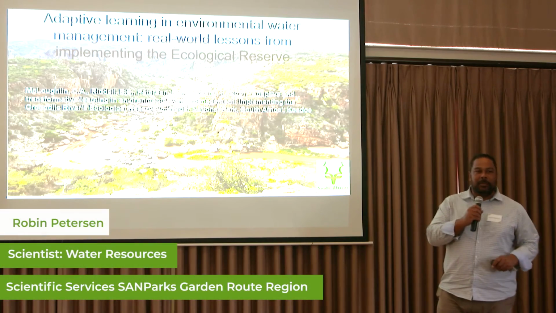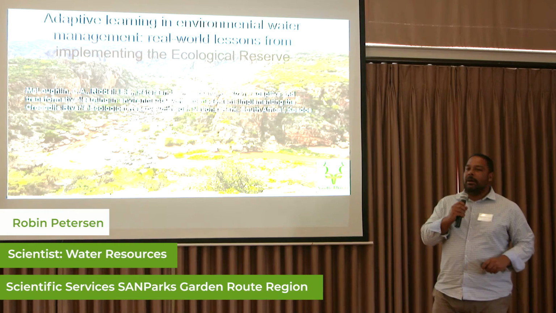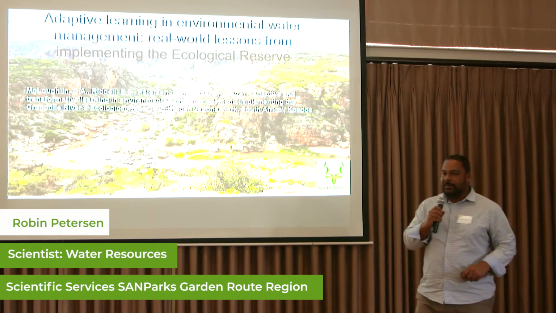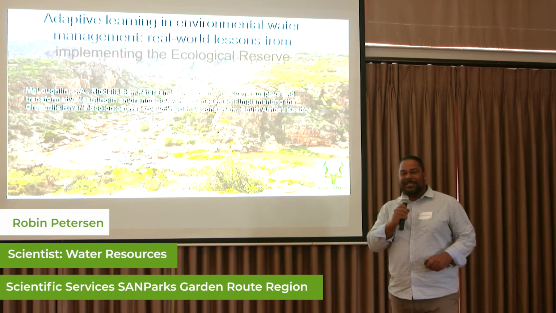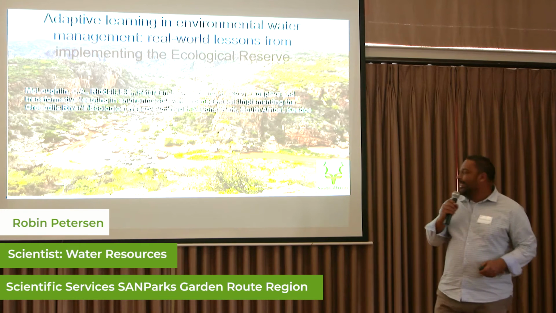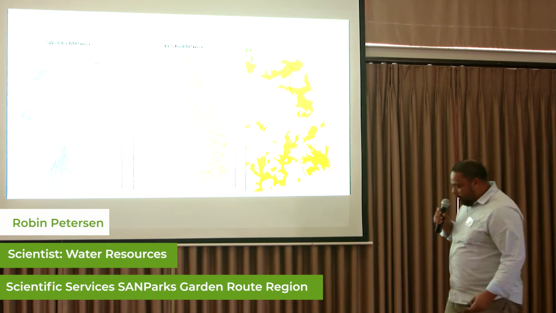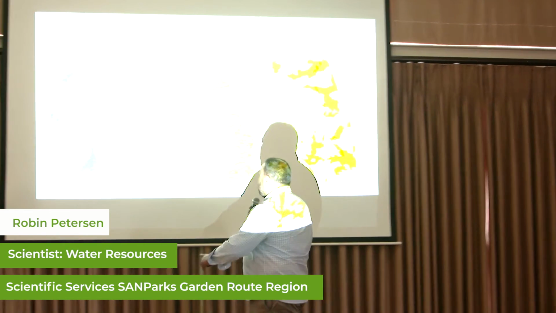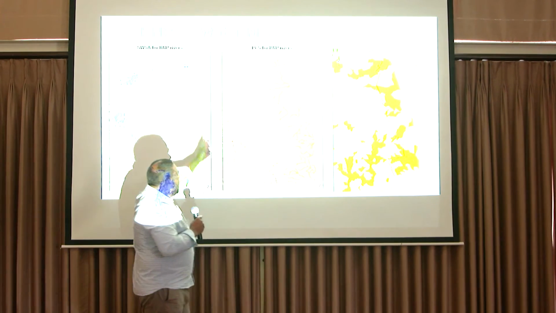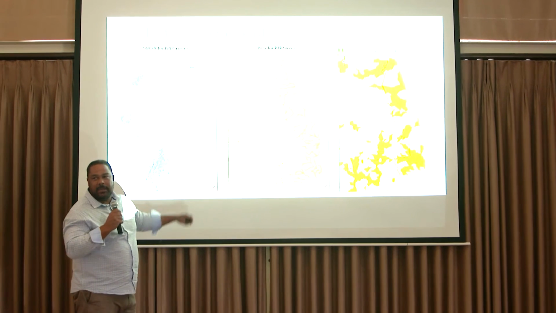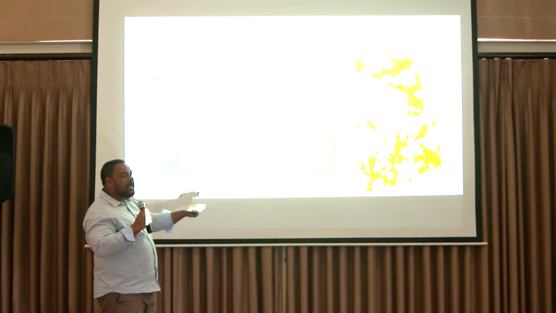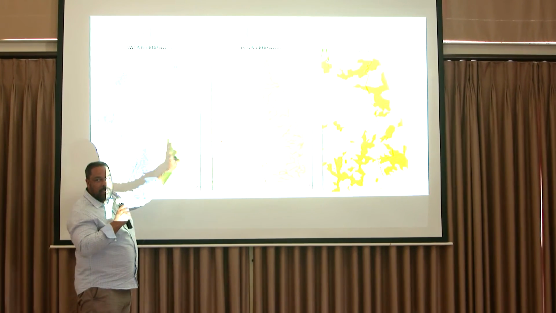I'm going to run you through a lot of practical implementation of implementing the ecological reserve. I'm more a messenger to tell you a nice story that it can be done. So just some context. On our far left over here, this is the Kruger National Park. On our right hand side is Mozambique, so it's a trans-boundary system where the rivers flow from west to east.